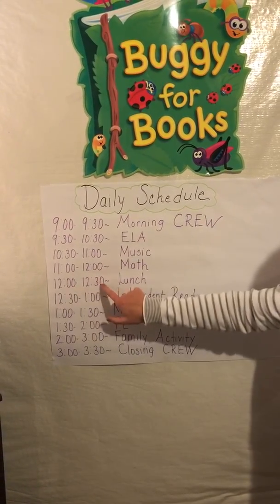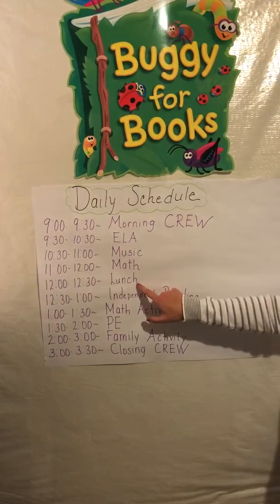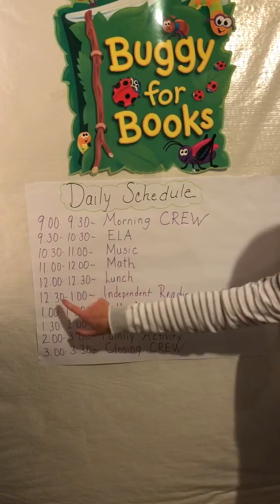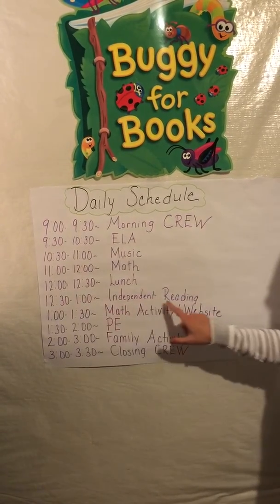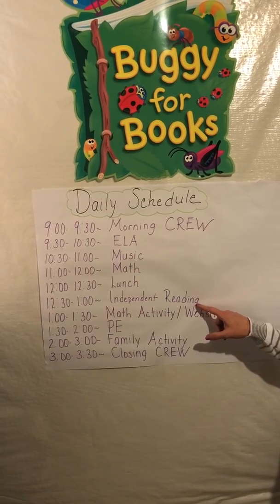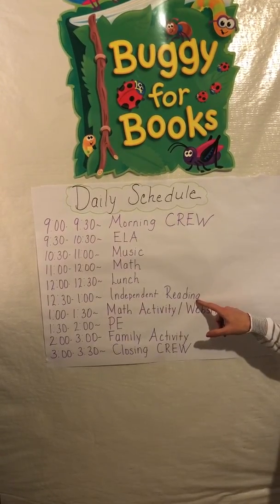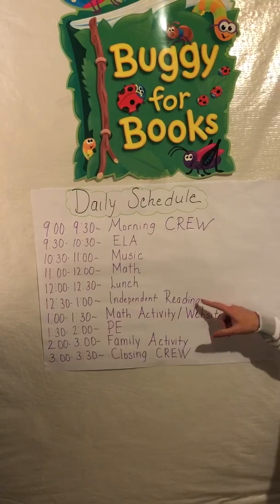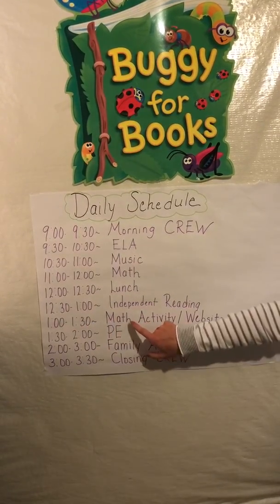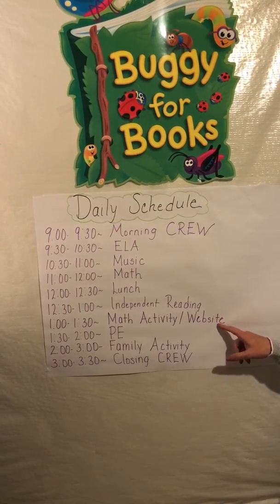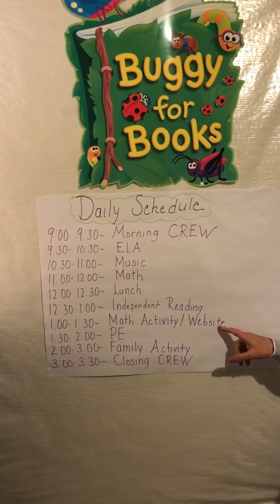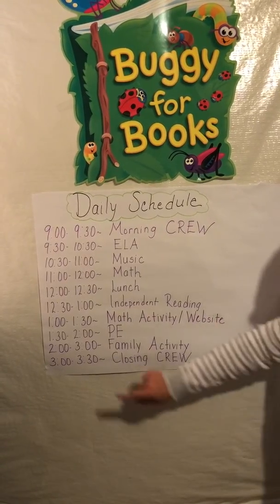From 12 to 12:30, take a lunch break. Make sure you are eating something nutritious and having a good lunch. 12:30 to 1 is your independent reading time, just like we would do in the classroom for 30 minutes. You can choose a book, magazine, anything you want, e-reader. 1 to 1:30, choose a math activity or website. You can go on IXL. Any math educational site is fine, or play a math game with your family.